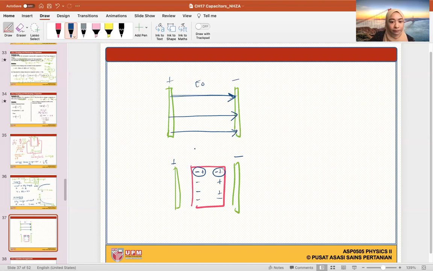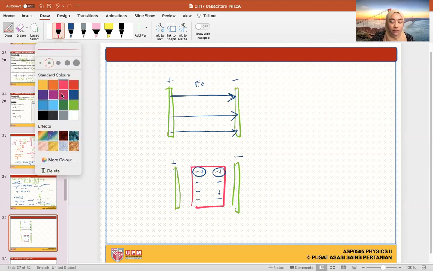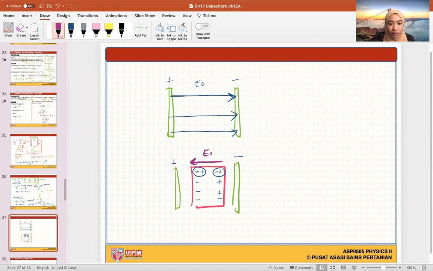So with that said, when we are more negative on the left side and more positive on the right side, we will actually induce another electric field. Okay, so that is from positive to negative. So this is your E induced. And remember, you have E naught, which goes from here to here. That is your E naught. Okay, so E effective is simply your E naught minus E induced.